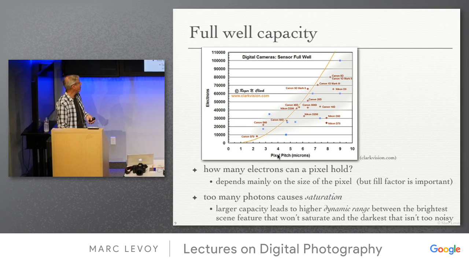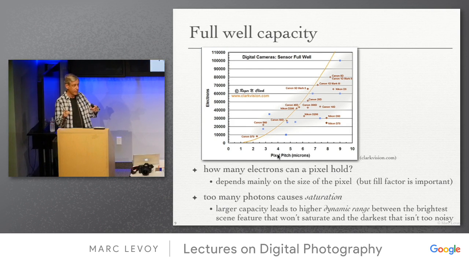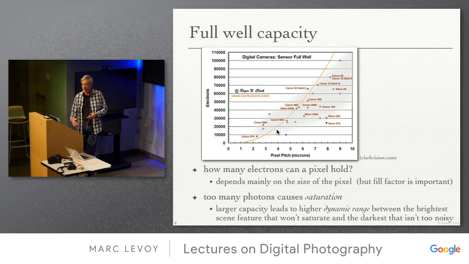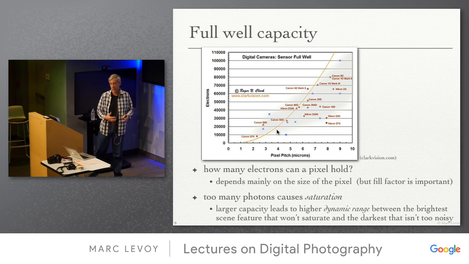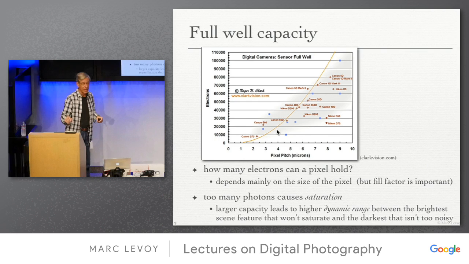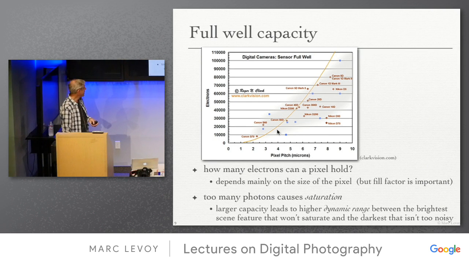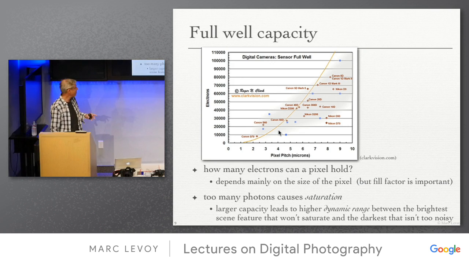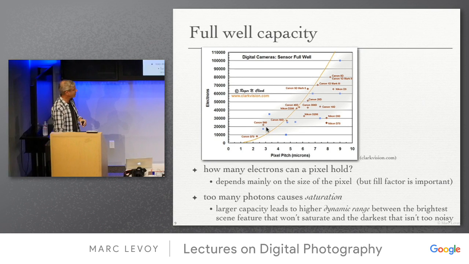This is the pixel pitch, which means the distance between pixels on center. And here is the number of electrons they can store. So 50,000, 100,000 electrons. Why isn't it exactly along a curve? Well, there are variations in the architecture of the pixel. It might not fill the entire space between pixels. That's called the fill factor. And there are other factors, like whether it strikes metal and what else might be in the way, so that's why there's some variability, but it follows a general curve.